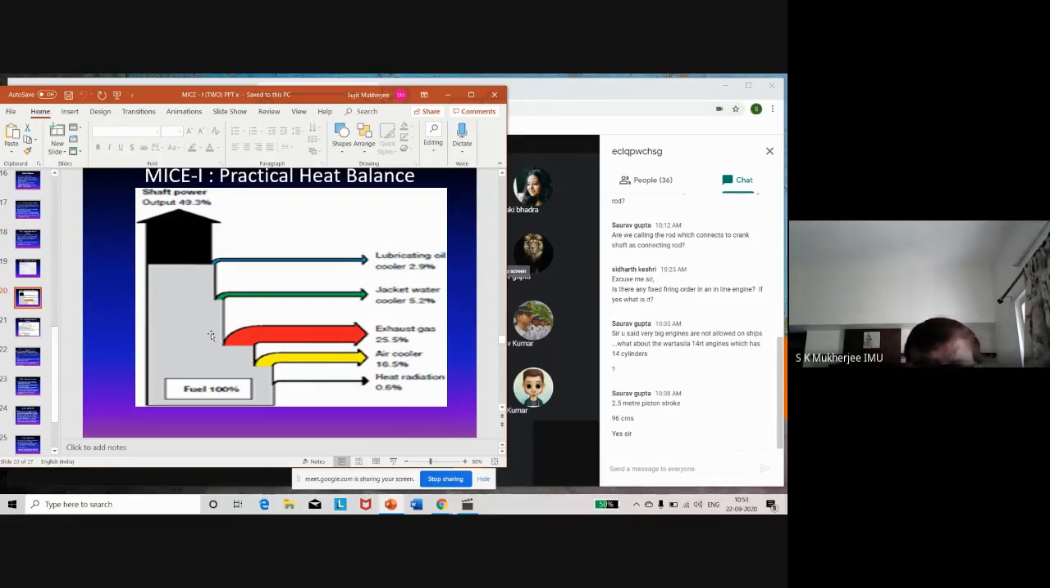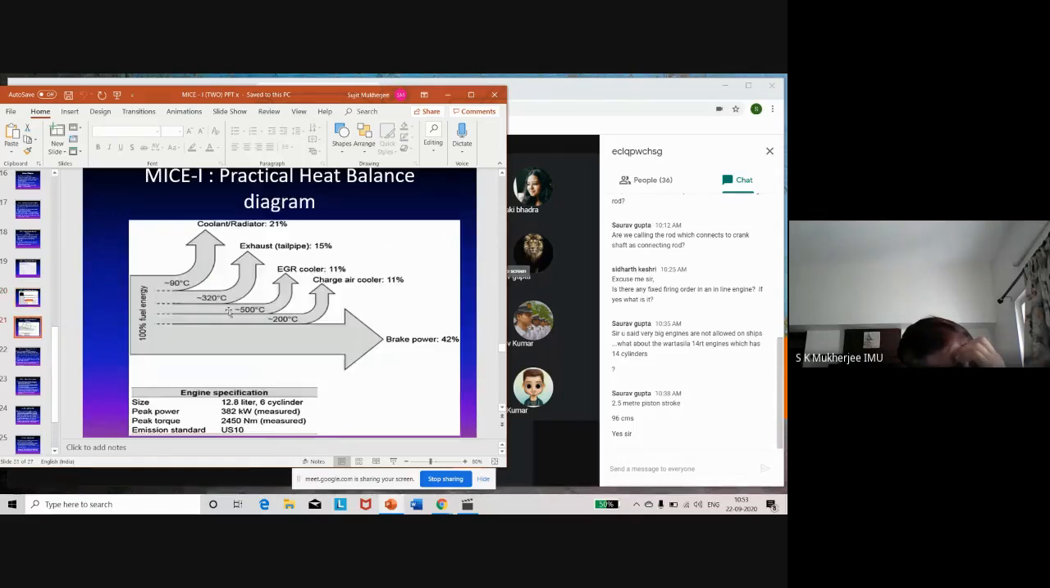Which is not very authenticated, but you can represent it, and this will not fetch as many marks as you would if you gave the specifications of the fuel and the specifications of the engine. That is a way of showing the heat balance diagram.